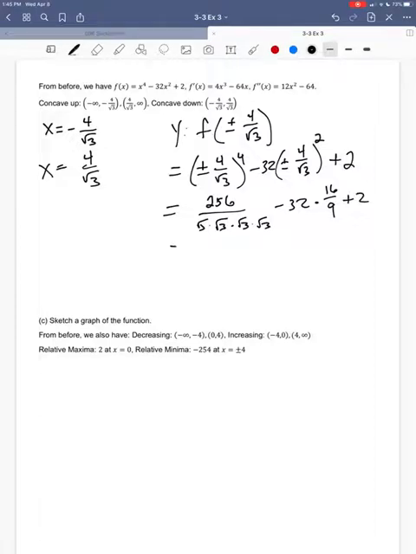Now, when I look at this here, square root of 3 times square root of 3 is 3. Square root of 3 times square root of 3 is 3, right? 3 times 3 is 9. So this is 256 over 9 minus 32 times 16. I can do that on a calculator or something. We get 512.